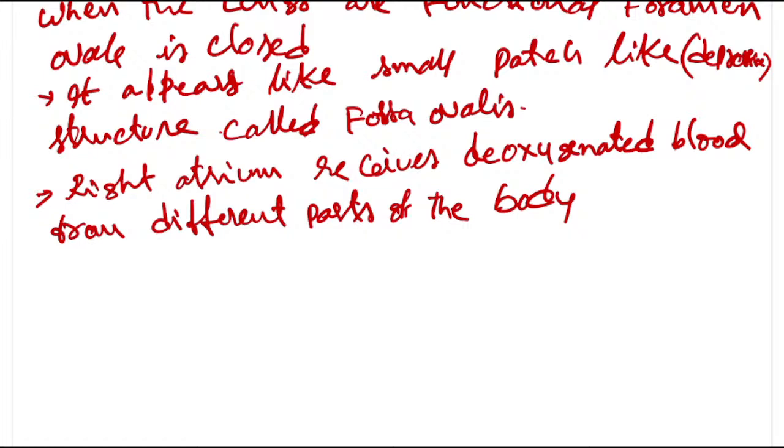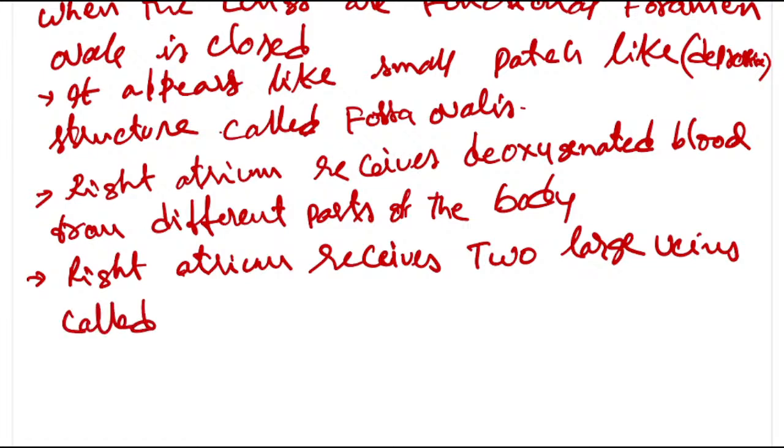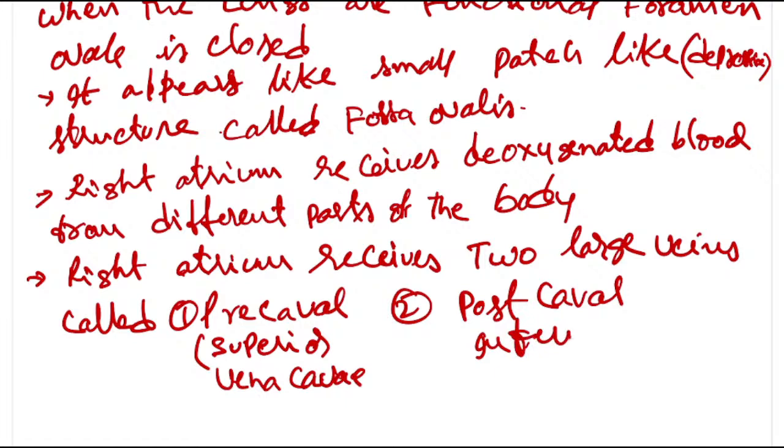Next, the right atrium receives two large veins: the precaval, also called the superior vena cava, and the postcaval, the inferior vena cava.